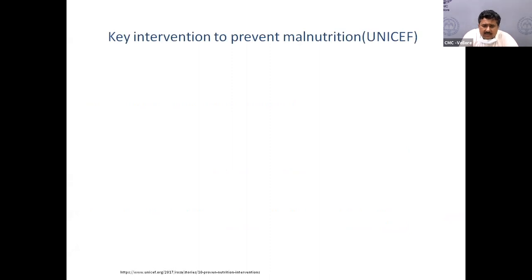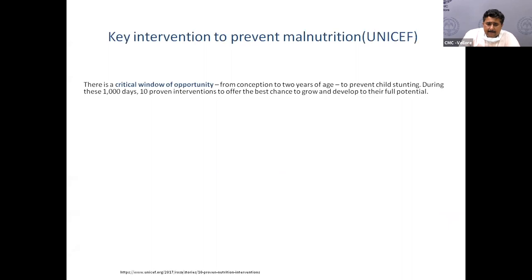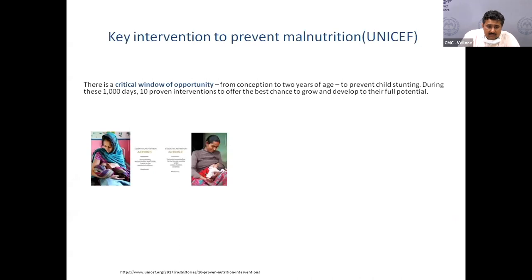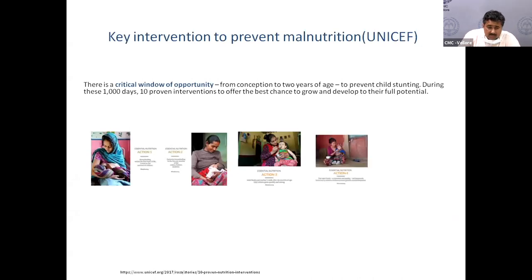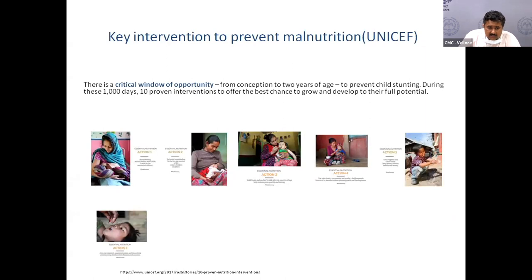So some of the key interventions to prevent malnutrition. The critical window of opportunity is between these 1,000 days. Interventions: one is establishing breastfeeding within half an hour after birth. Exclusive breastfeeding for 6 months. Proper complementary feeding. Feeding the children during illness. Proper hygiene. Immunization.